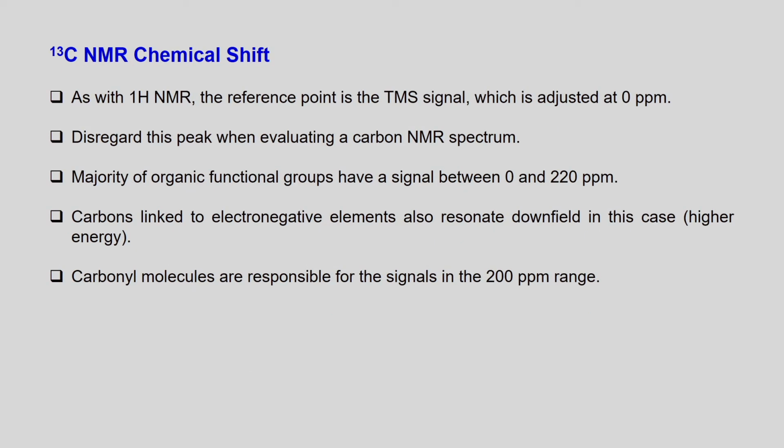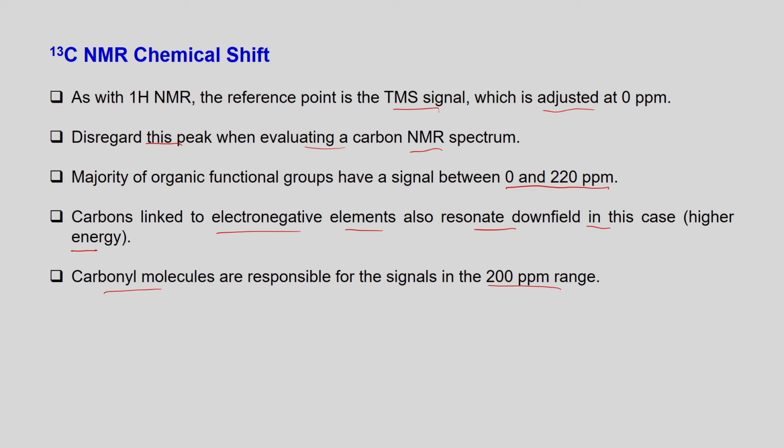As with proton NMR, the reference point again is TMS, which is set at 0 ppm. We disregard this peak when evaluating a carbon NMR spectrum. The majority of organic functional groups have a signal between 0 and 220 ppm. As before with proton, carbon linked to electronegative elements resonates downfield, which is higher energy, and the carbonyl carbons are responsible for the highest chemical shifts.